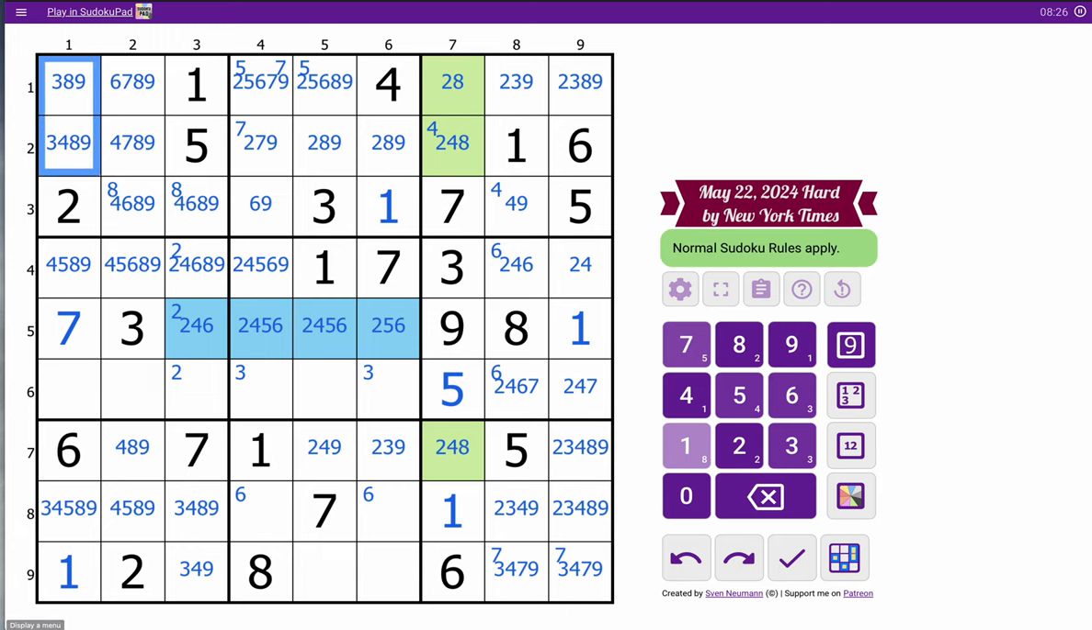Let's see, these aren't 7. That doesn't help me much. Oh, those must be 5, because this one and this one can't be 5 by row and column, row 7, column 3, respectively. So 5 is there in row 8, therefore it must be here in row 9.